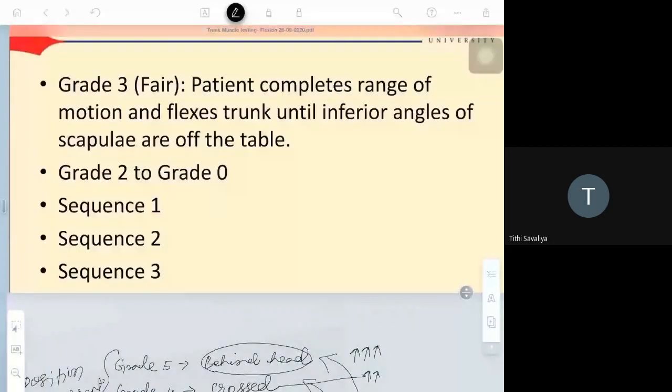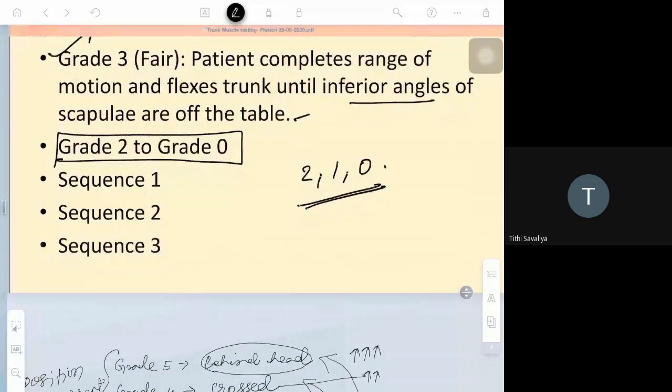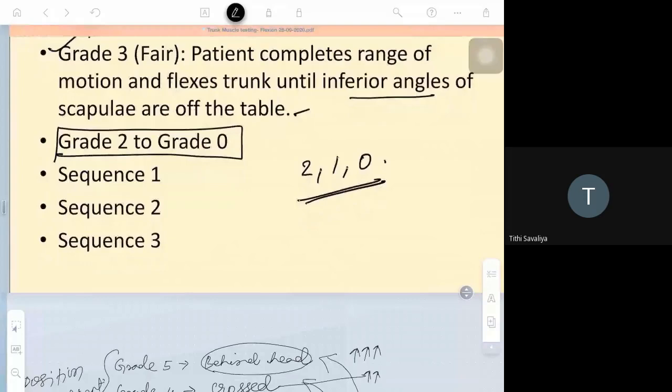Now, grade 2 to grade 0. We have completed 3. The patient completes range of motion and flexes the trunk until the inferior angle of the scapula is off the table. We have already discussed. Now grade 2. So what is left? 2, 1, 0. These grades are left. So you will assess these muscle strengths in a sequence. Sequence 1 first, then sequence 2 and sequence 3. So what is the sequence?